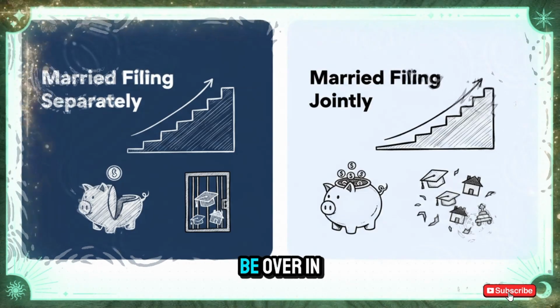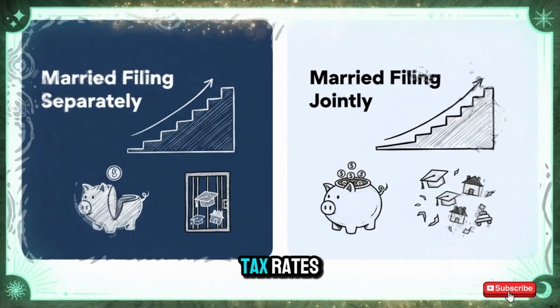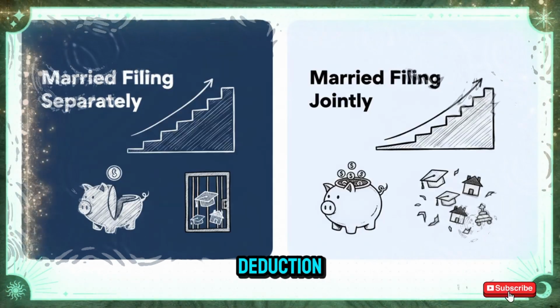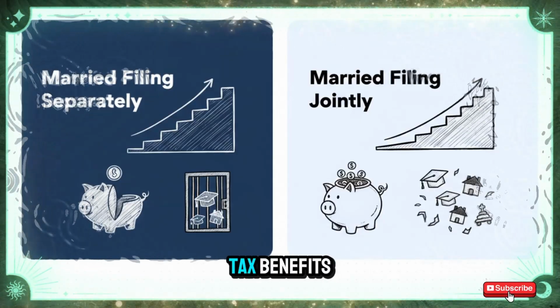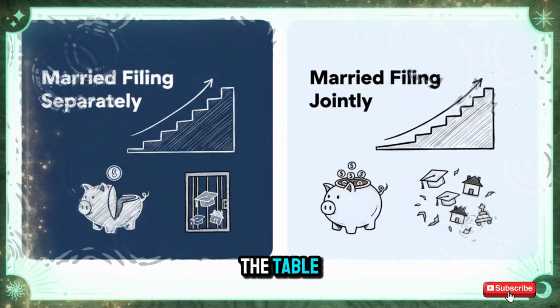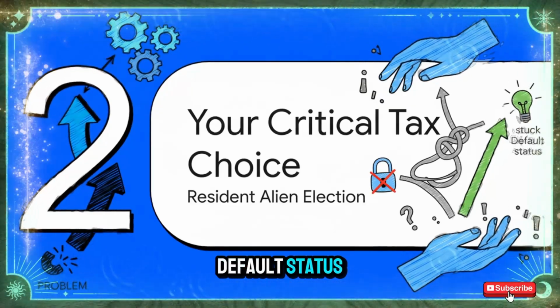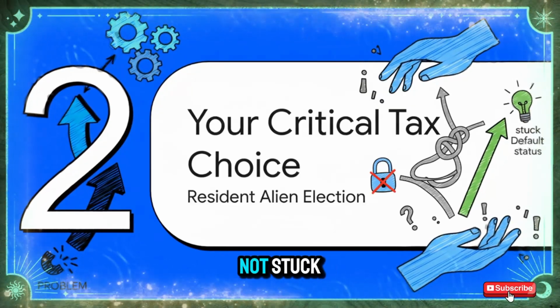What you really want is to be over in that married filing jointly column. That's where you find the lower tax rates, the much bigger deduction, and access to all those key tax benefits. Sticking with the default means you're basically leaving money on the table. So, how do you get out of that costly default status? Well, the good news is you're not stuck.